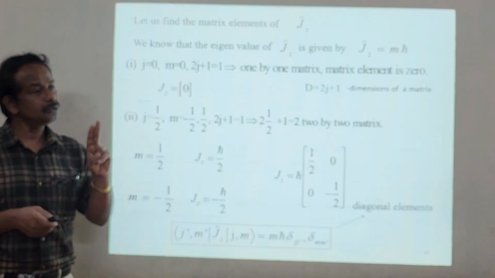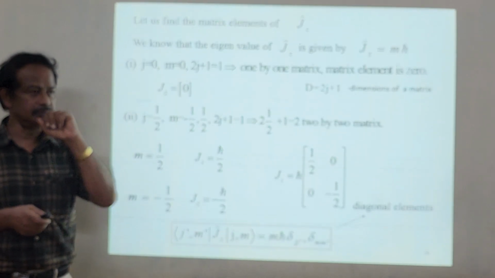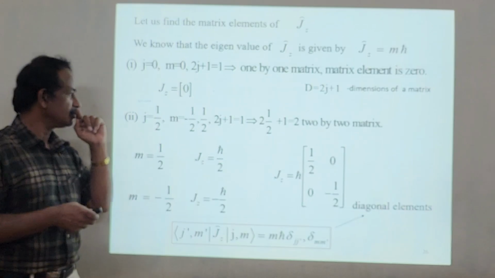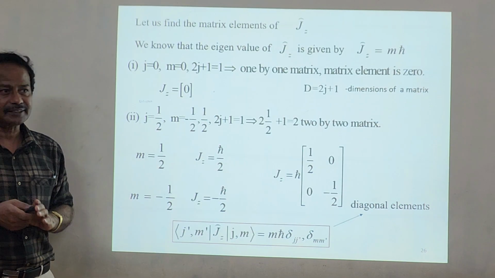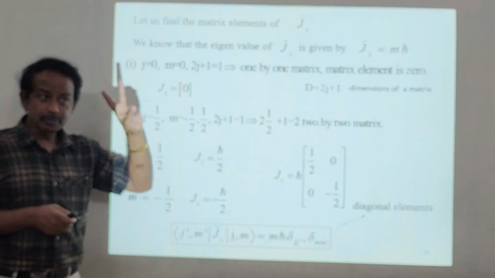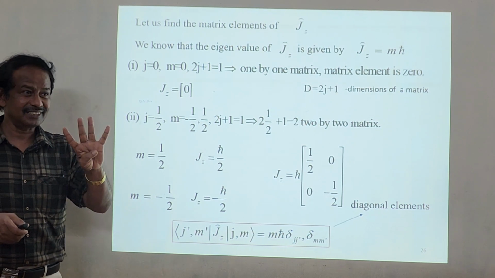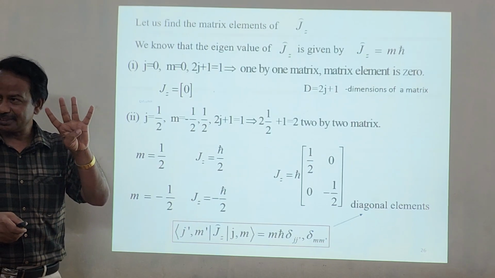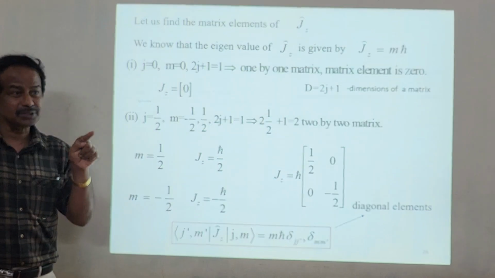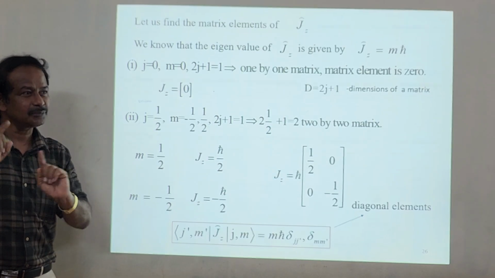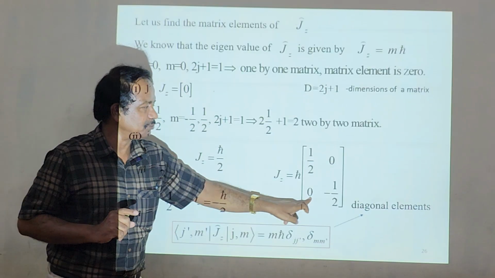Two elements means you have a 2 by 2 matrix. Correct? So now we must have 4 elements. Out of 4 elements, only the diagonal elements will exist. The off-diagonal elements will be 0. So these two will be 0.